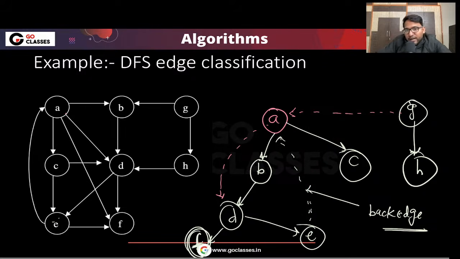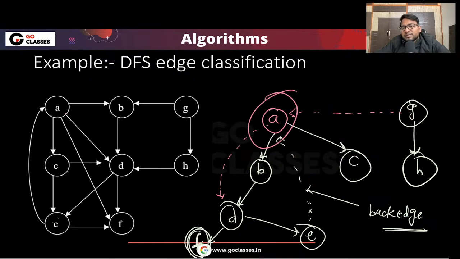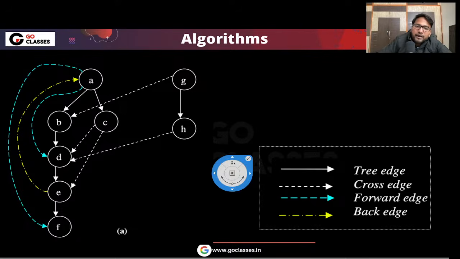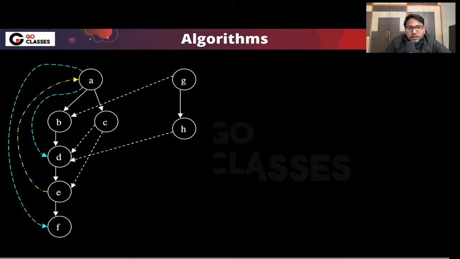If some edge is going from ancestor to descendant, that is called a forward edge. If some edge has no relation, I mean you can't say that A is a descendant or G is a descendant, that is called a cross edge. For example, let's suppose this is the tree that I have made. There are multiple possibilities, but let's suppose this is a tree. The dots are the edges which are not in the tree. The solid edges are in the tree.